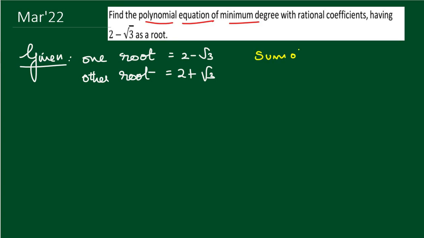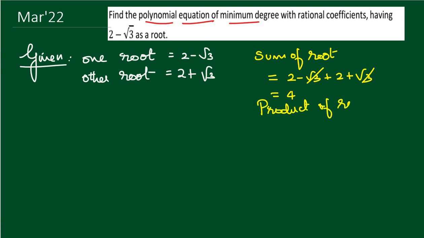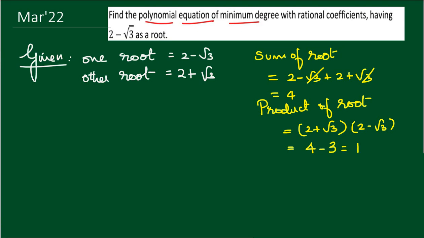For that, let us find the sum of the roots. Sum of the roots will be 2 minus root 3 plus 2 plus root 3, which gives us 4. Now finding the product of the roots, the product will be 2 plus root 3 into 2 minus root 3, which is of the form a plus b into a minus b, a square minus b square. So 2 square gives us 4 minus root 3 square which is 3, which is equal to 1. Now we have found the sum and the product of the roots.